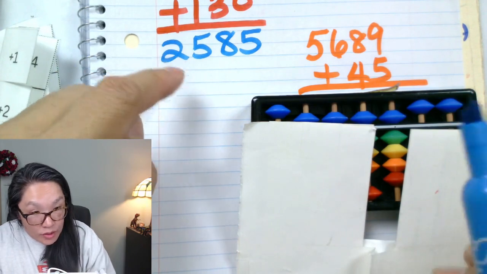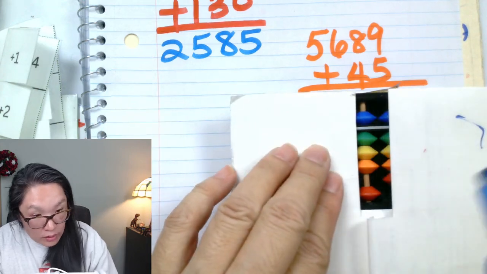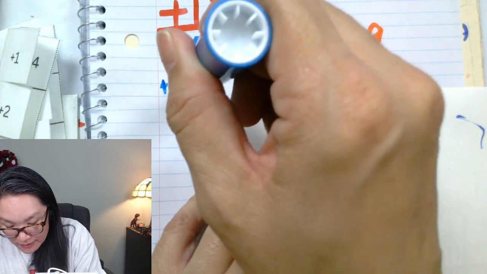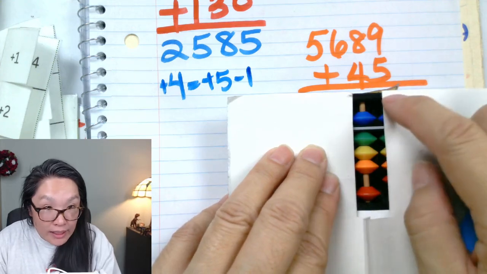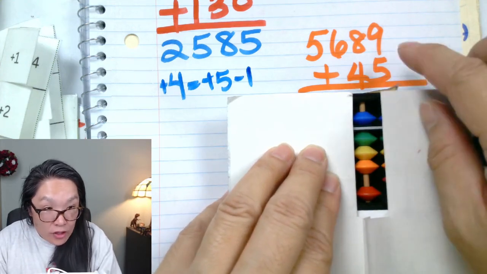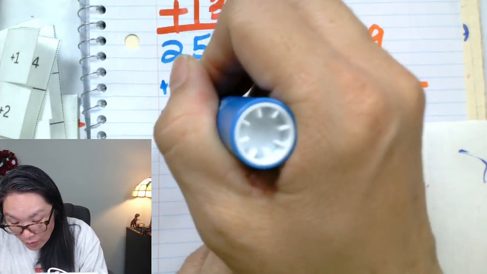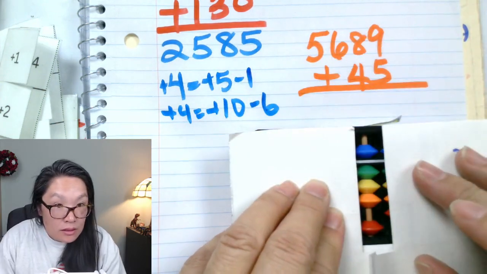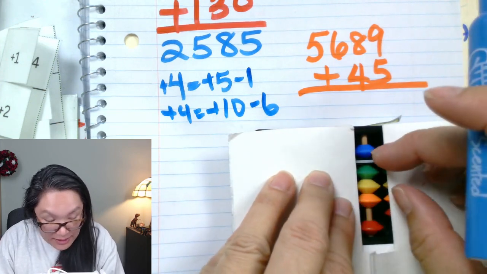No, I cannot use the blue bead because I'm adding 4. So it's 4 plus 5 minus 1. I cannot add the 5, so I need to do the next one. What can I do? Plus the 4 is equal to plus the 10 minus 6. So I'm plus the 10 and minus the 6. Let me minus the 6 first.